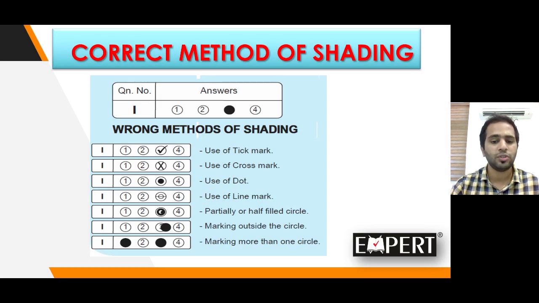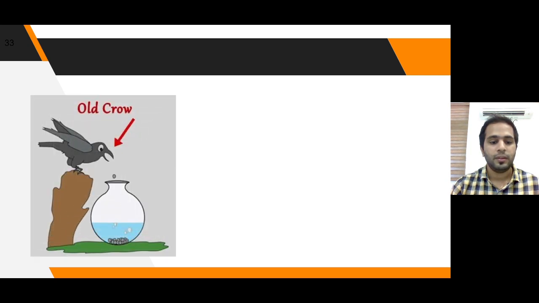Now, the correct method of shading, you should all know that you should use your pen and shade the correct answer, the correct option on your OMR sheet correctly as it is shown there. Do not use tick marks or cross mark or just a small dot or putting a line, partially filled circles, marking outside the circle, marking more than one circle. All of these are wrong methods and you won't get any marks even if your answer was correct. So you have to fully shade the correct circle.